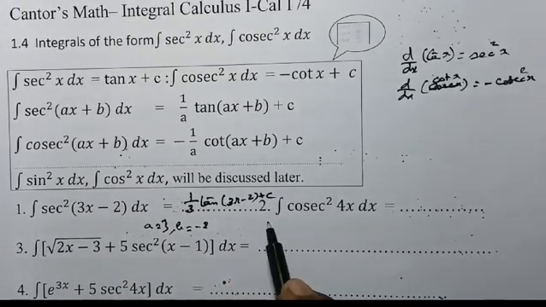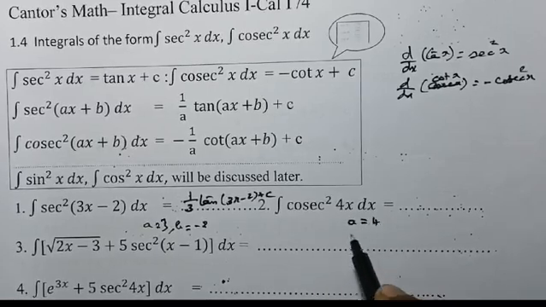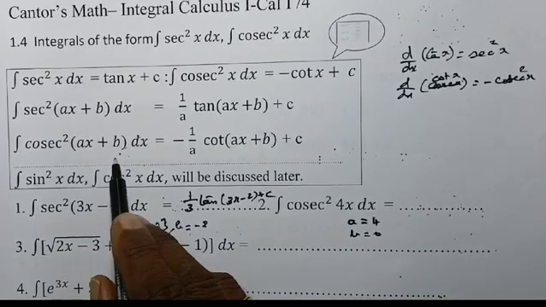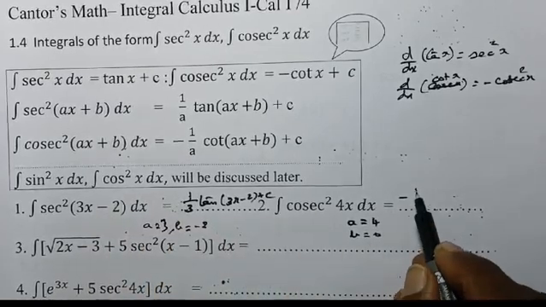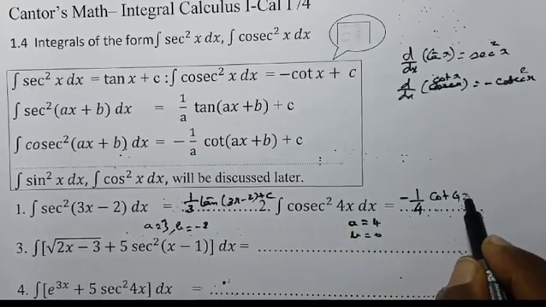Next, problem number 2. Cosecant squared 4x. Here a equals 4, b equals 0. So, what is the integral of cosecant squared ax plus b? It is minus 1 by a cot of ax plus b. So, minus 1 by 4 cot 4x plus c.